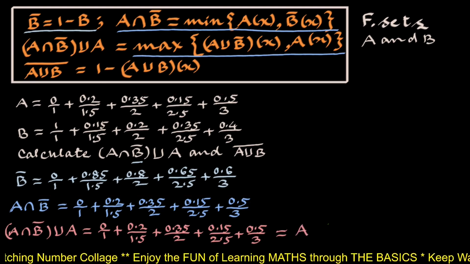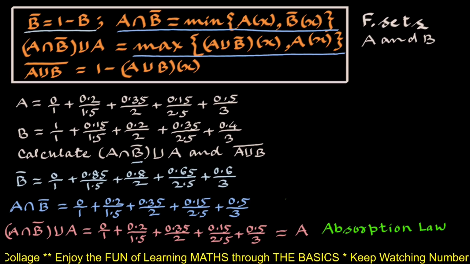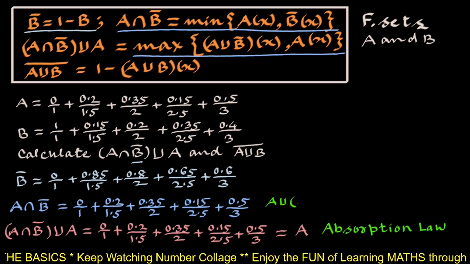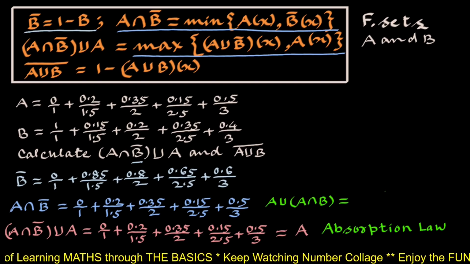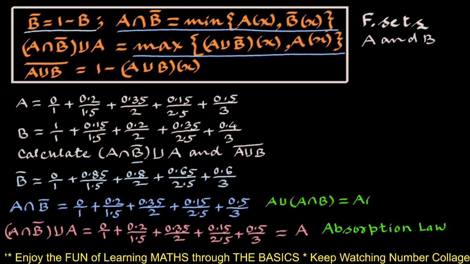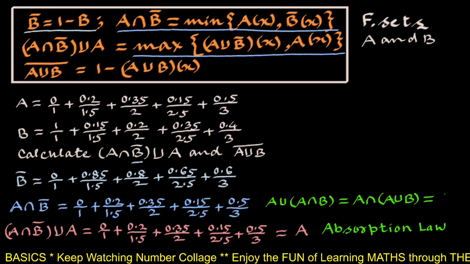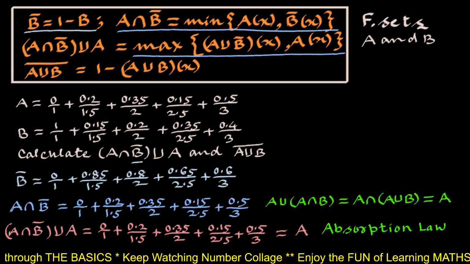This is according to the absorption law, which goes like this: A union A intersection B is the same as A intersection A union B, which equals fuzzy set A itself.